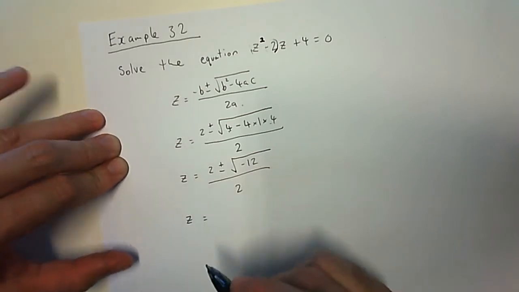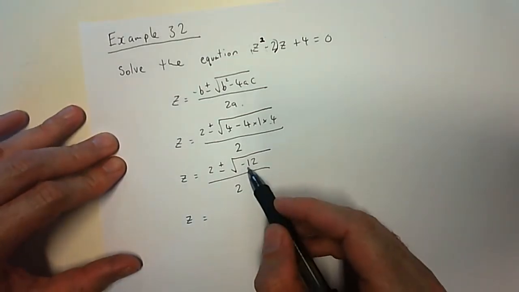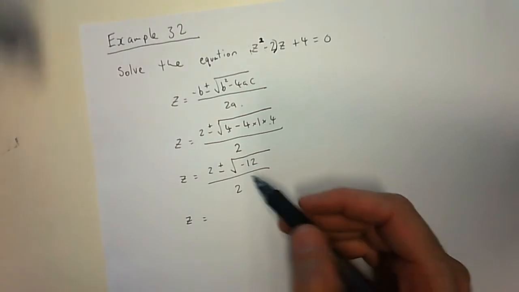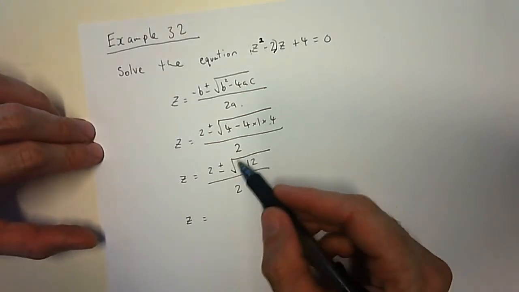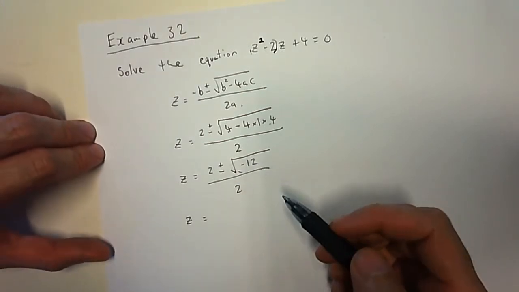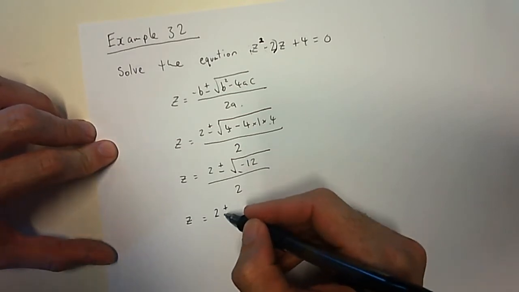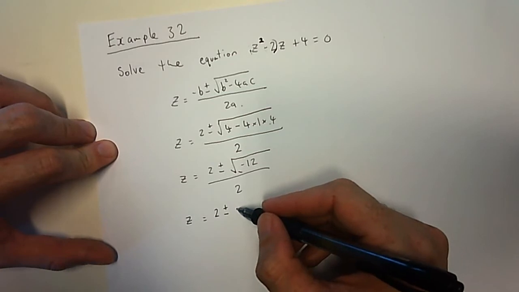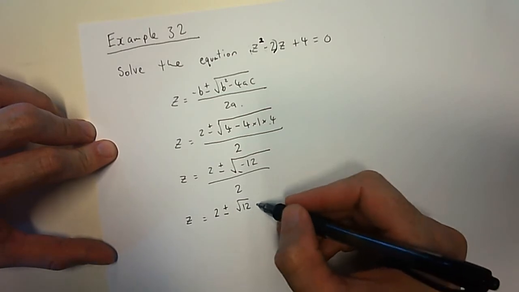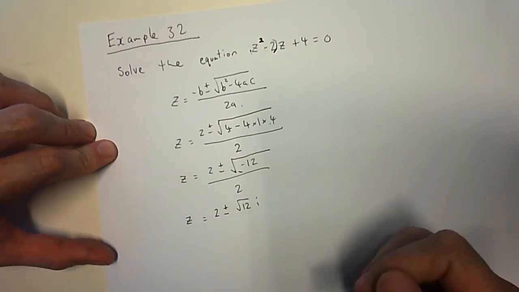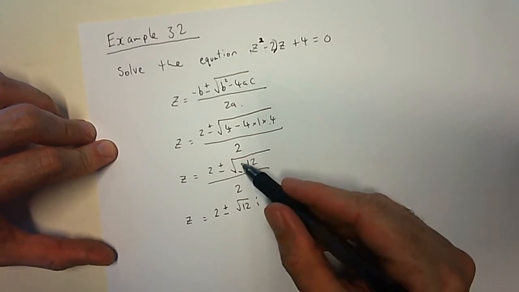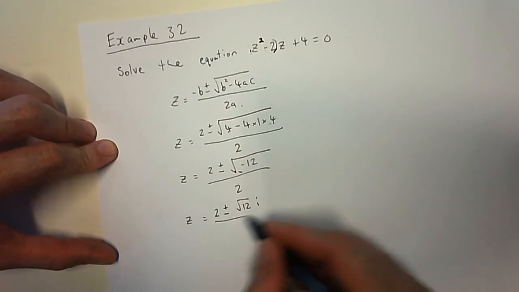Now, if we're just looking at real numbers, we know that this is not possible. But we're using complex numbers, so we know that we can work out the solution as far as the complex set of numbers goes. And we're going to change that to 2 plus or minus the square root of 12 times i, because i is the same as the square root of negative 1, divided by 2.